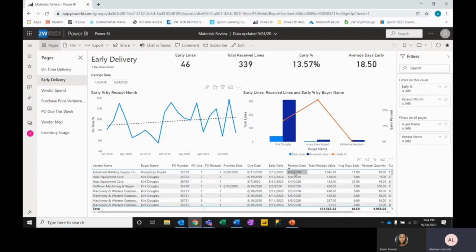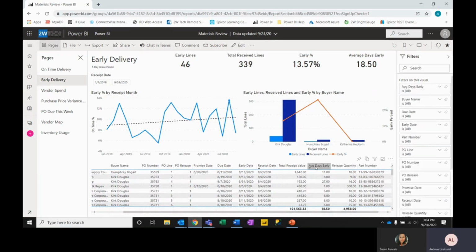I can sort this table to find any outliers, such as deliveries that were significantly early. You can see here that one arrived almost half a year early, so I want to take that into account when looking at my overall percentage.